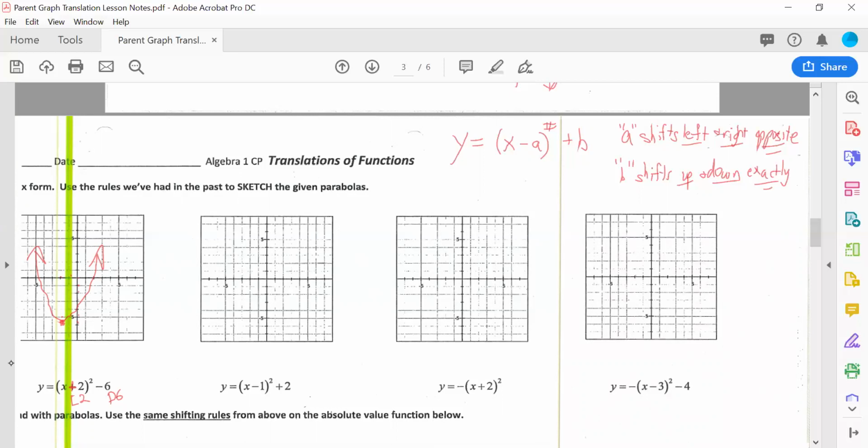How about this one? x minus 1. So it's in the parenthesis, left and right opposite the way I think. So minus 1 means to the right 1 unit. Plus 2, up or down, is exactly the way I think. So I'm going to go up 2 units. So I'm going to go to the right 1, boom, and then up 2, boom, boom. And once again, it's a smiling parabola.